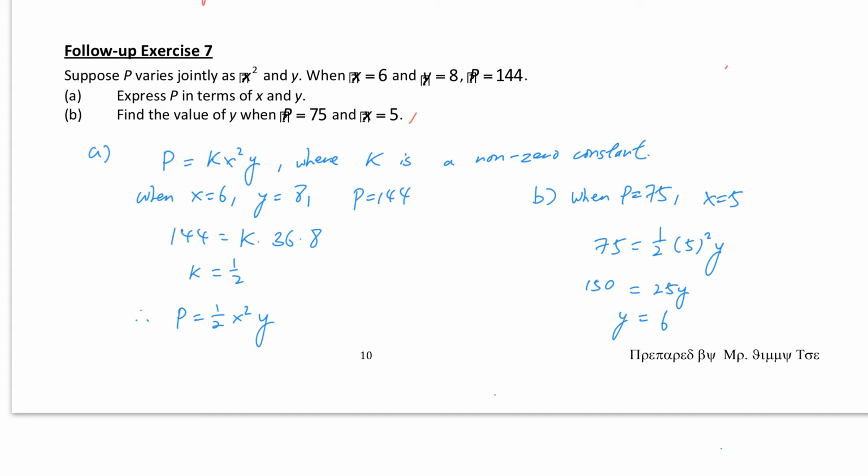Suppose p varies jointly at x squared and y. So p is equal to k x squared y. Given one piece of information, substitute into the equation. You can find the value of k is equal to 1 over 2. B, when p is equal to 75, x is equal to 5. Substitute it. Times 2 on both sides to eliminate the fractions, and divide by 25 on both sides, you can find the value of y. Next page.